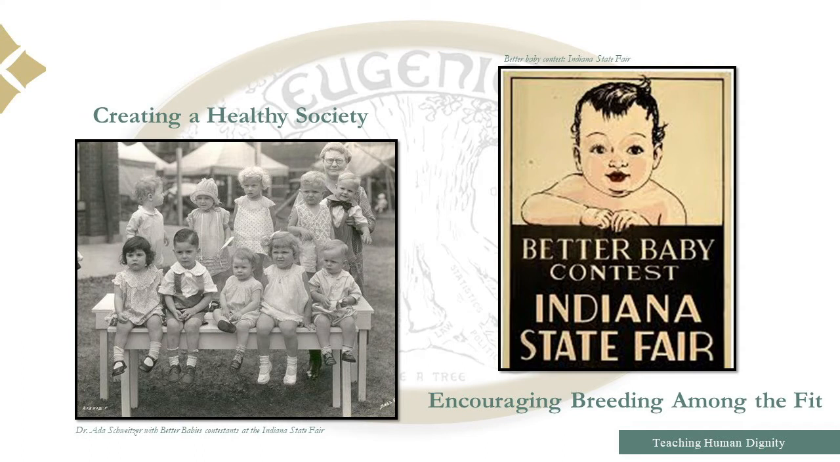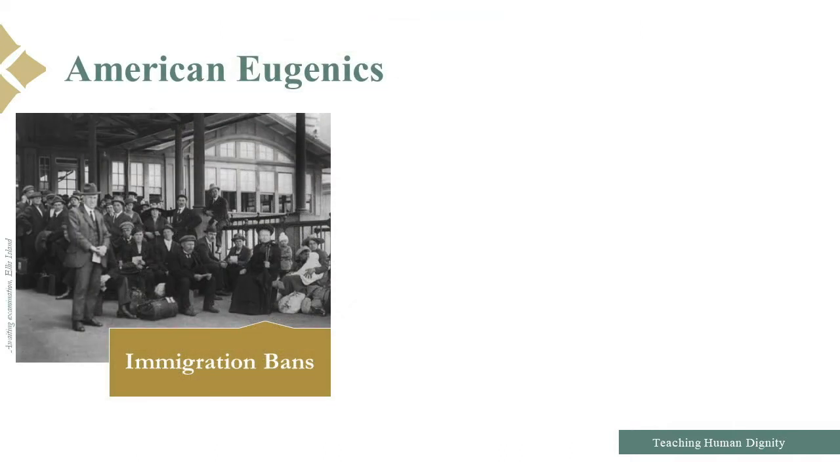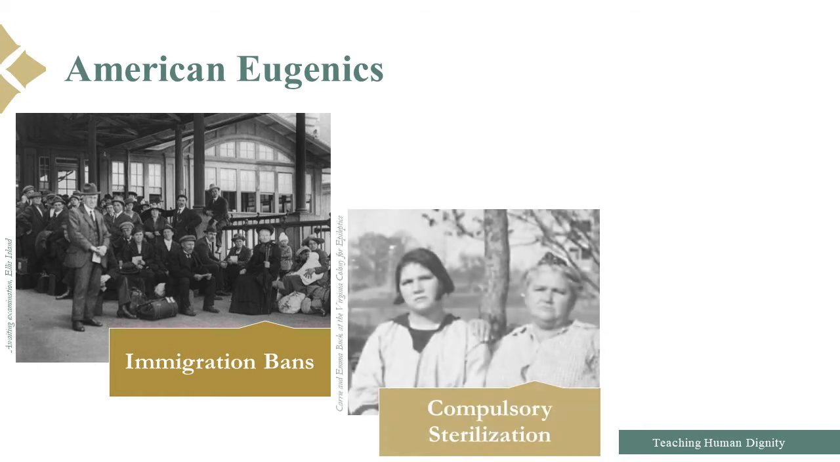For example, immigration bans were one of the practices of the American eugenics movement. We had also compulsory sterilization of the so-called feeble-minded. Here's a picture of Carrie Buck. She was made famous as a subject of Justice Oliver Wendell Holmes' opinion in Buck versus Bell, right?